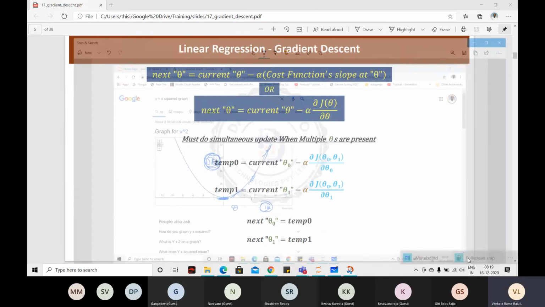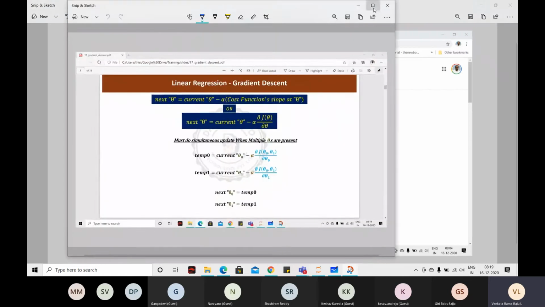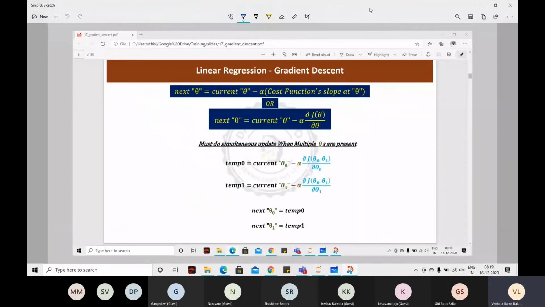Okay, so in real time, you will have multiple thetas. If you have multiple thetas, you should not be doing theta 0 is equal to theta 1 is equal to. This is a wrong approach, because in your equation, what is your hypothesis function or the cost function? You have theta 0 plus theta 1 x1.